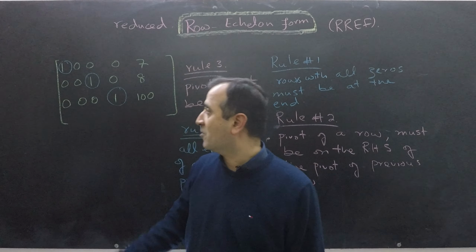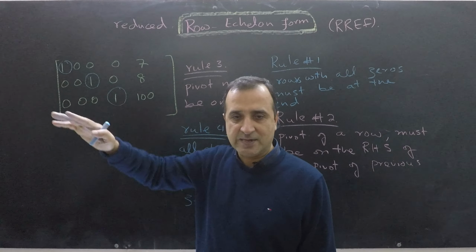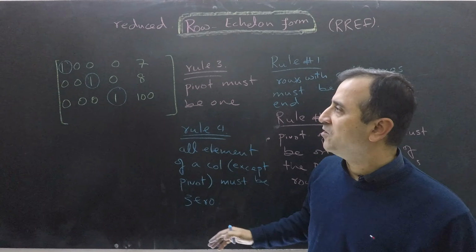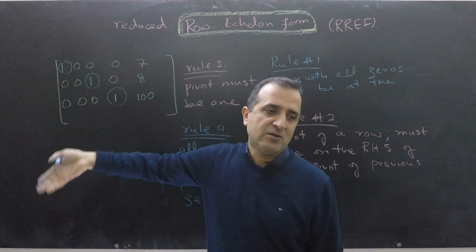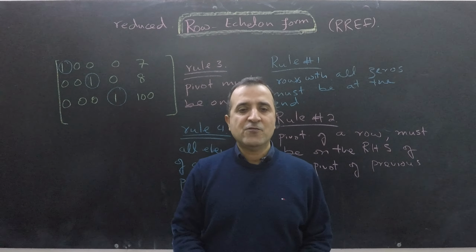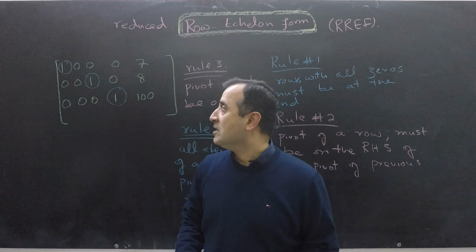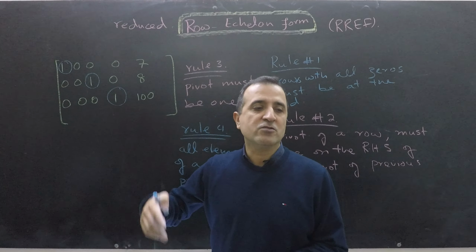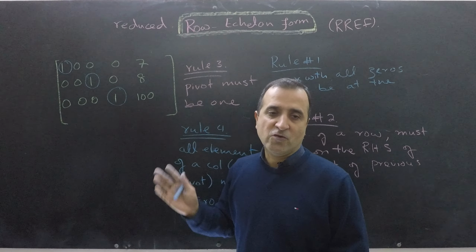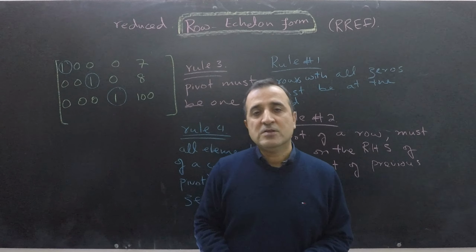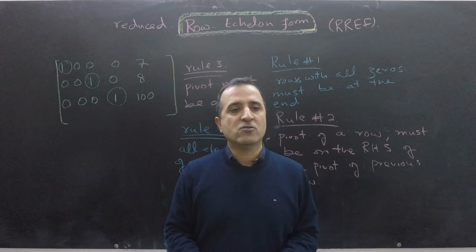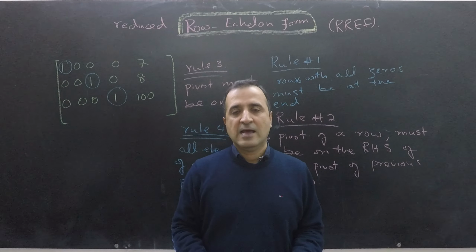Rule number 2 is fulfilled because all the pivots are on the right of the previous pivot. Rule number 3 is fulfilled because each pivot is equal to 1. And rule number 4 is fulfilled because all the entries above and below a pivot are equal to 0. So this is a reduced row echelon form. Usually, when we program on a computer, we write the program for reduced row echelon form. But when we are solving by hand, usually we only use row echelon form instead of reduced row echelon form. In the next video, we will see what the applications of row echelon form are, why we have learned it, and what the applications of elementary row operations are.